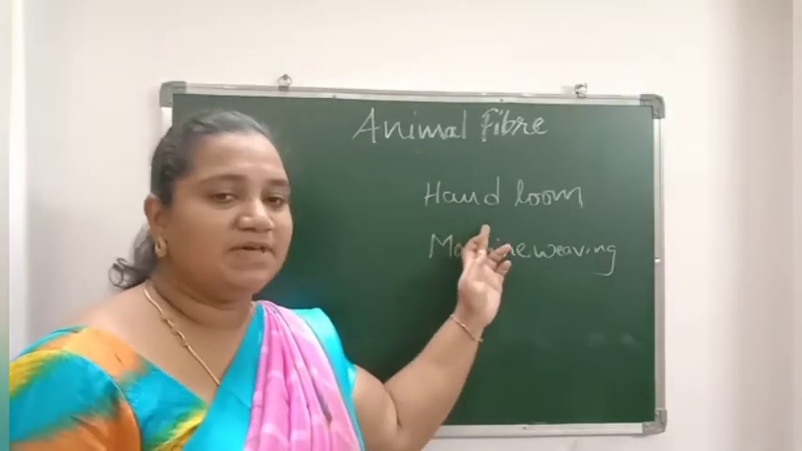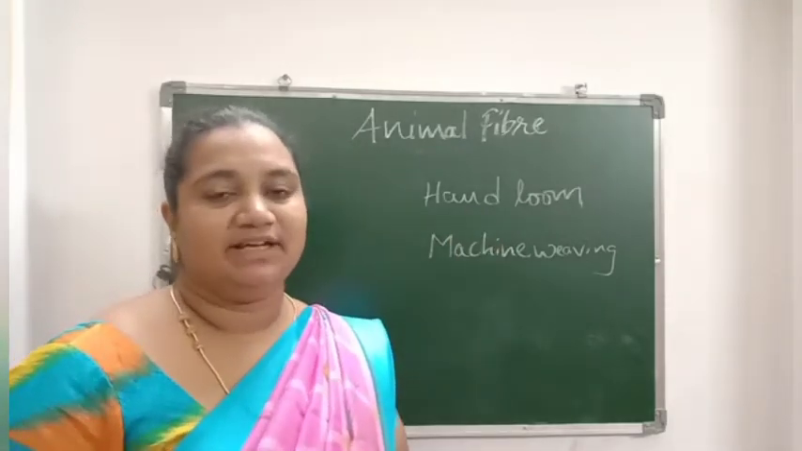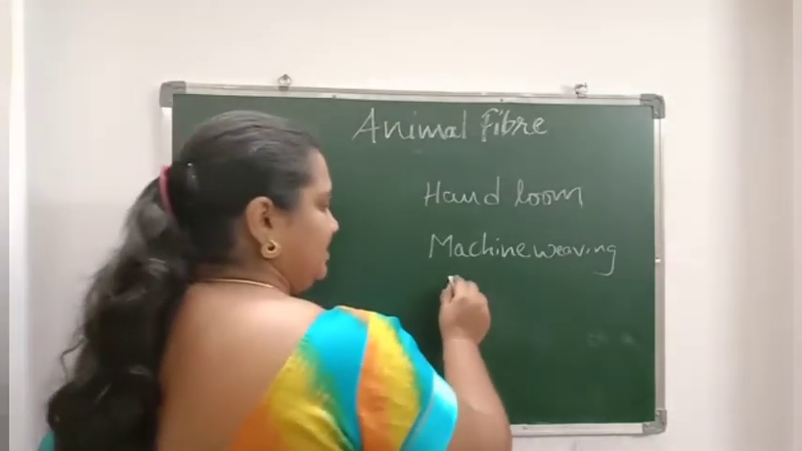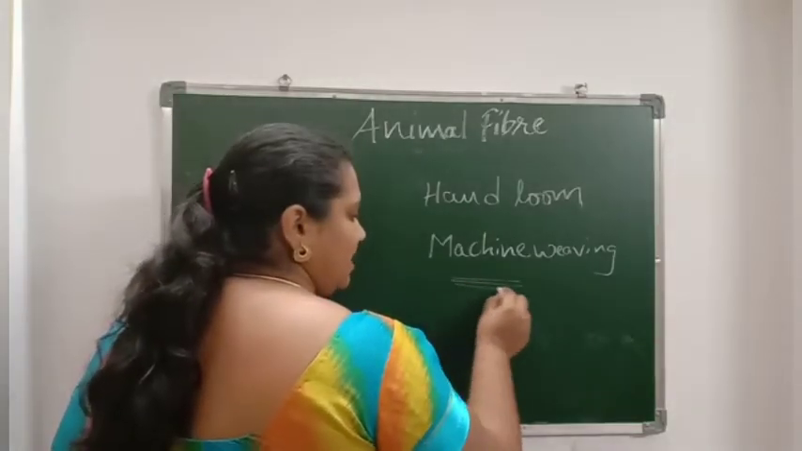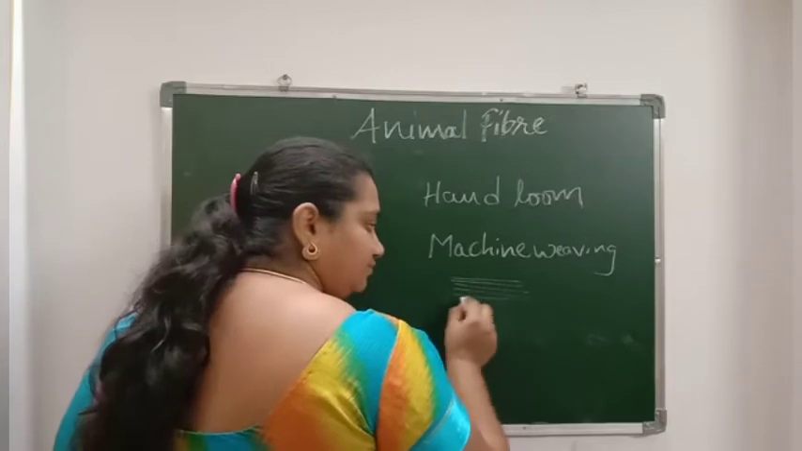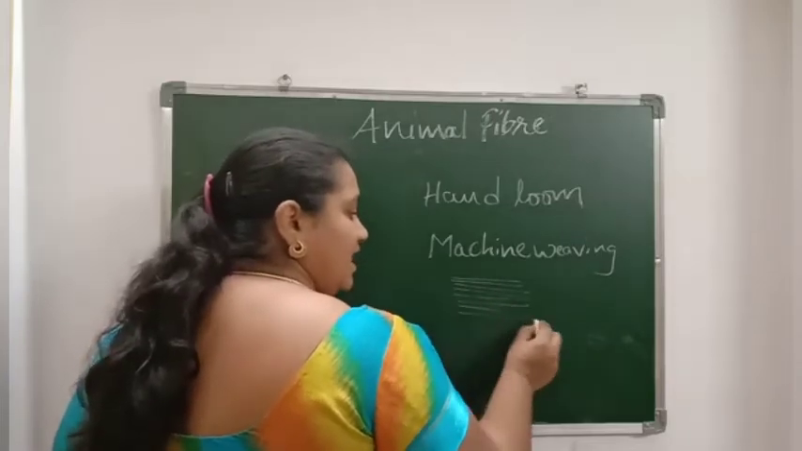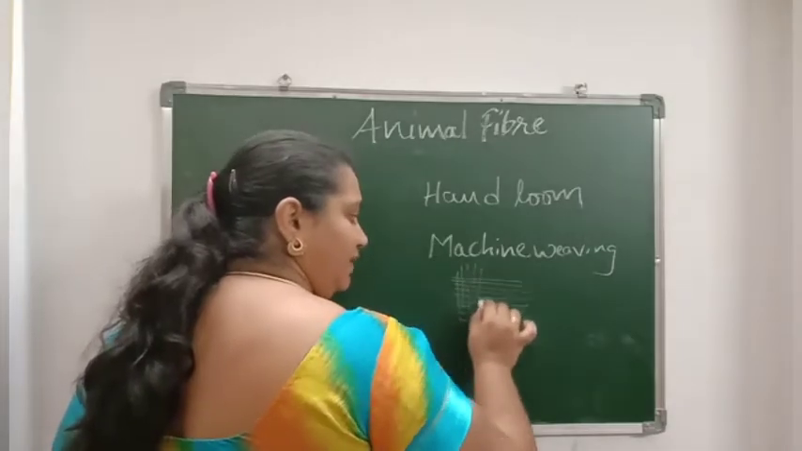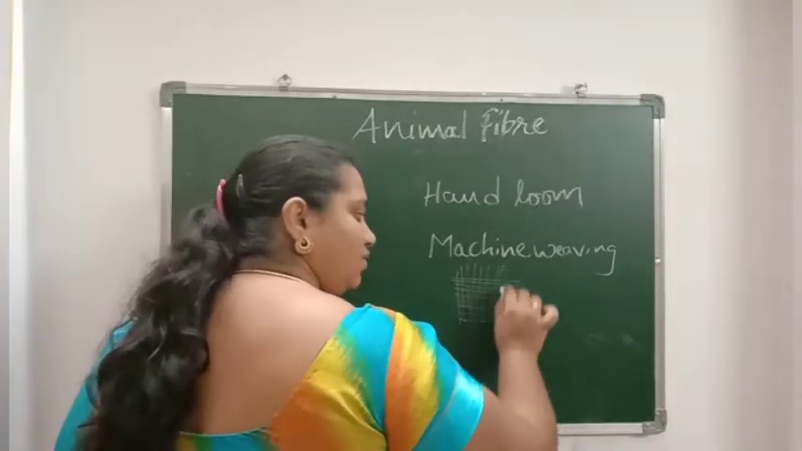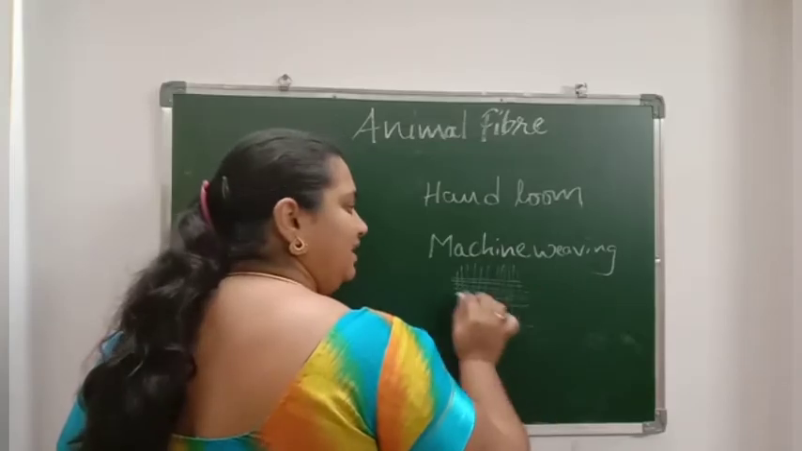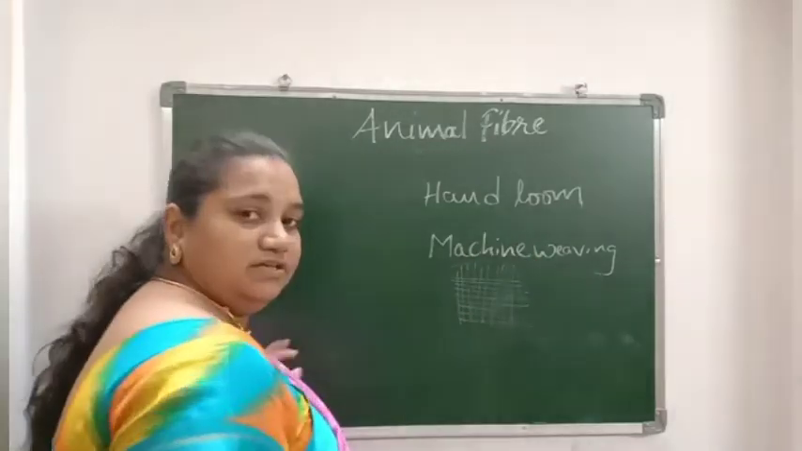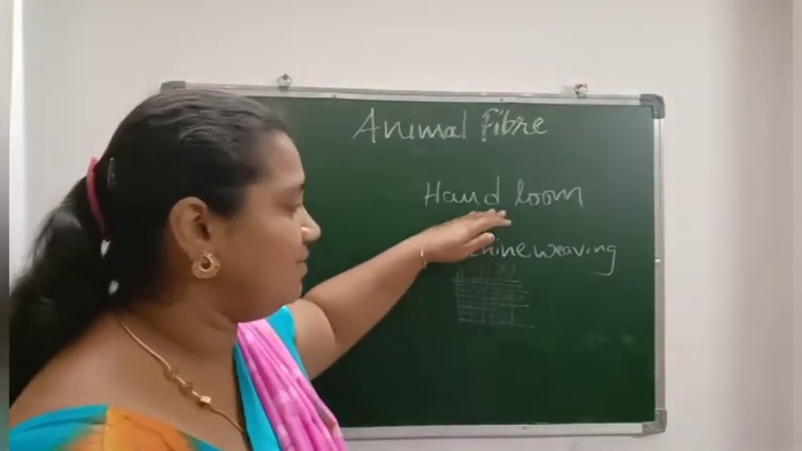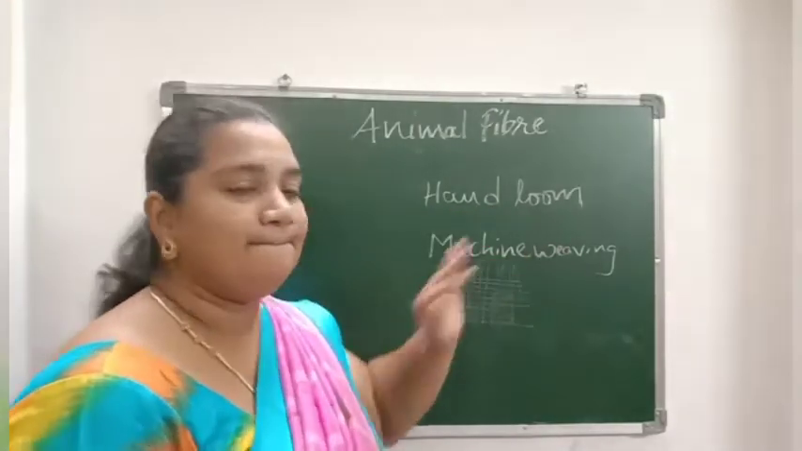Handlooms means the two persons will have the reels of the thread, and they will arrange this thread side by side without any gaps. They arrange all the threads like this. So these threads completely make a cloth. And this process is done by either handloom or machine weaving.